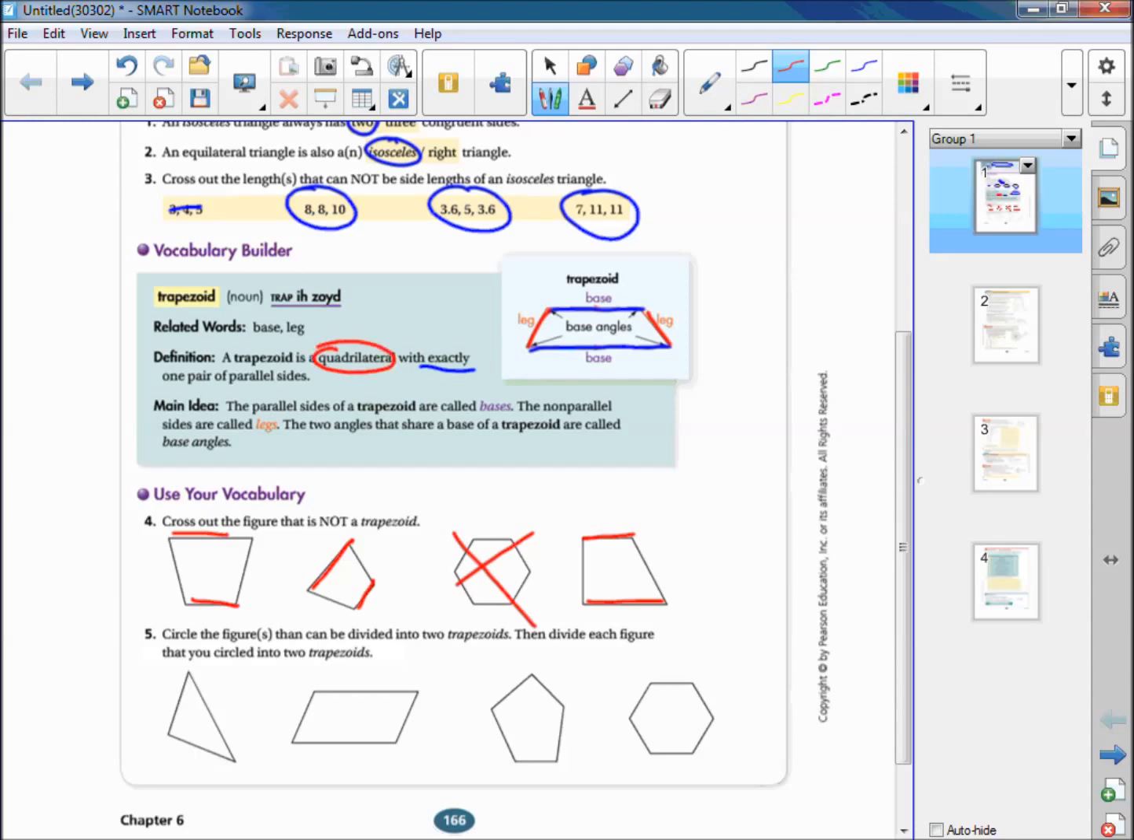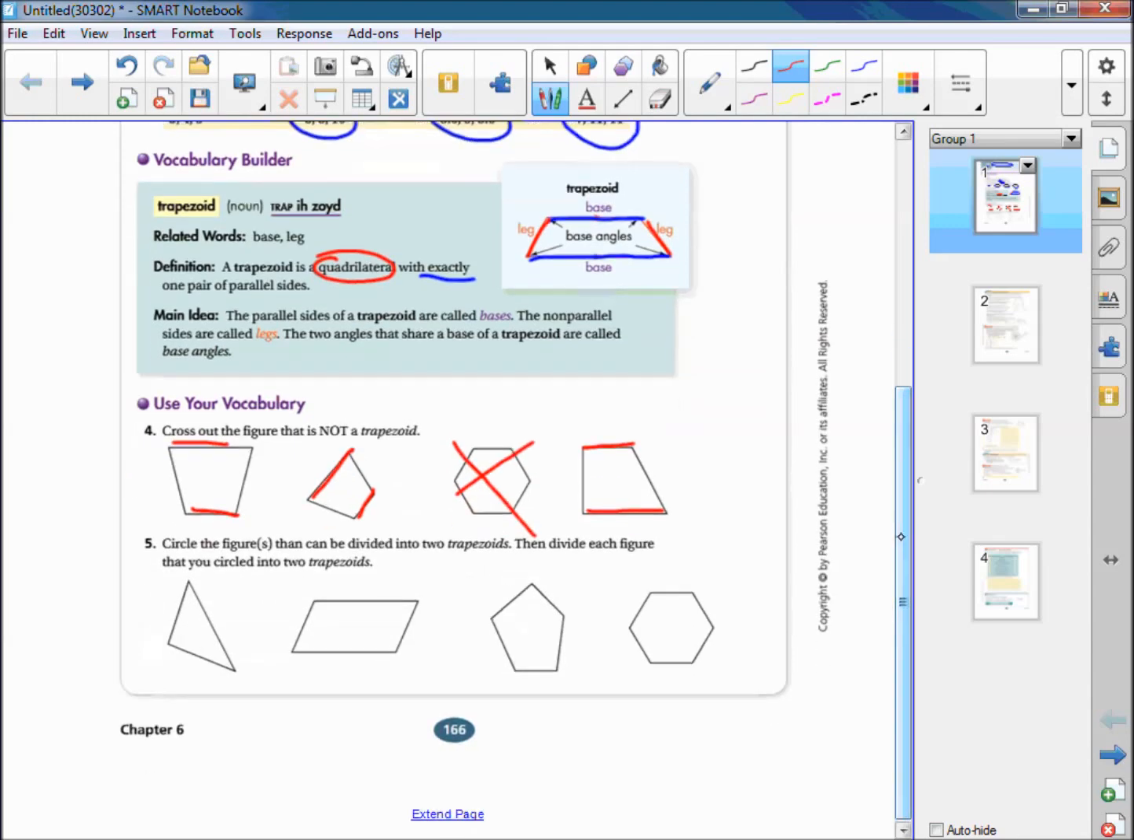Okay. So circle the figures that can be divided into two trapezoids, and then divide each figure that you circled into two trapezoids. So I can't think of a way to divide this into two trapezoids. If I cut it across here, I'm not going to get parallel lines. So let's see. I could maybe do this to get it parallel to this one. I could put one here, but then I'm going to have a triangle and a trapezoid no matter which way I do it. So cross that guy off.